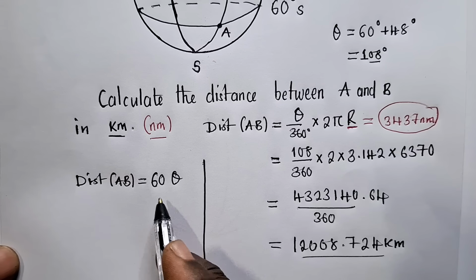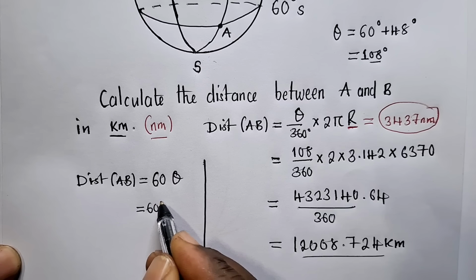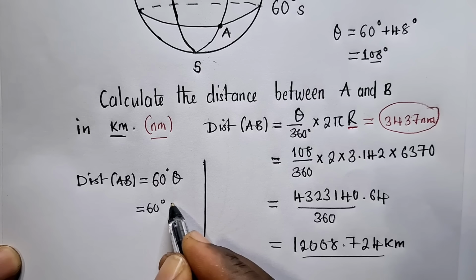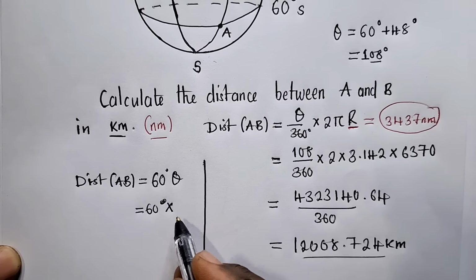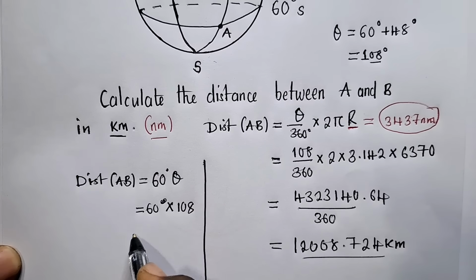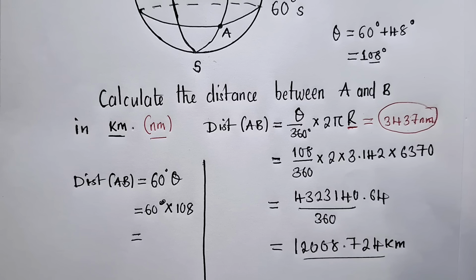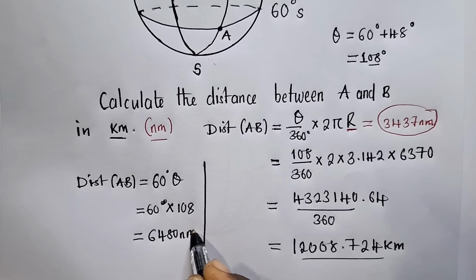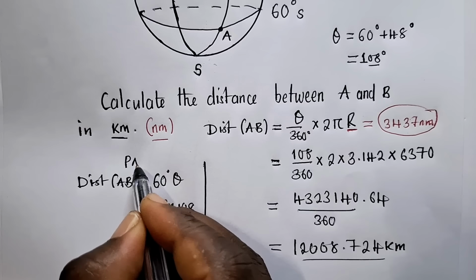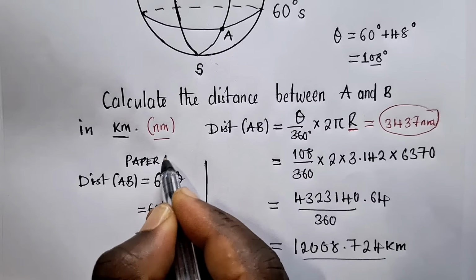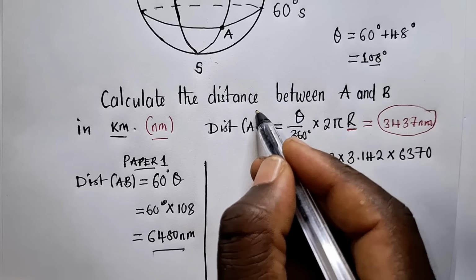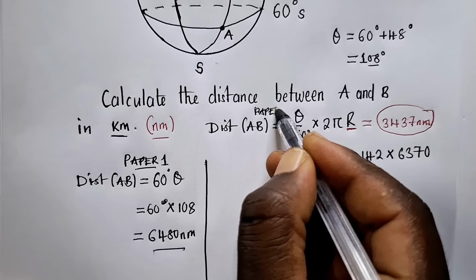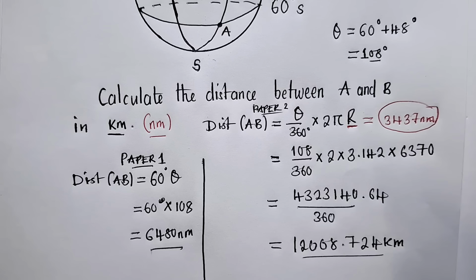This is the formula you're going to use in paper 1, where this 60 times theta, which will be 108. When you multiply 60 times 108, this will give you 6,480 nautical miles. So this is paper 1, where you're not allowed to use a calculator, while this one is paper 2, where calculators are allowed.